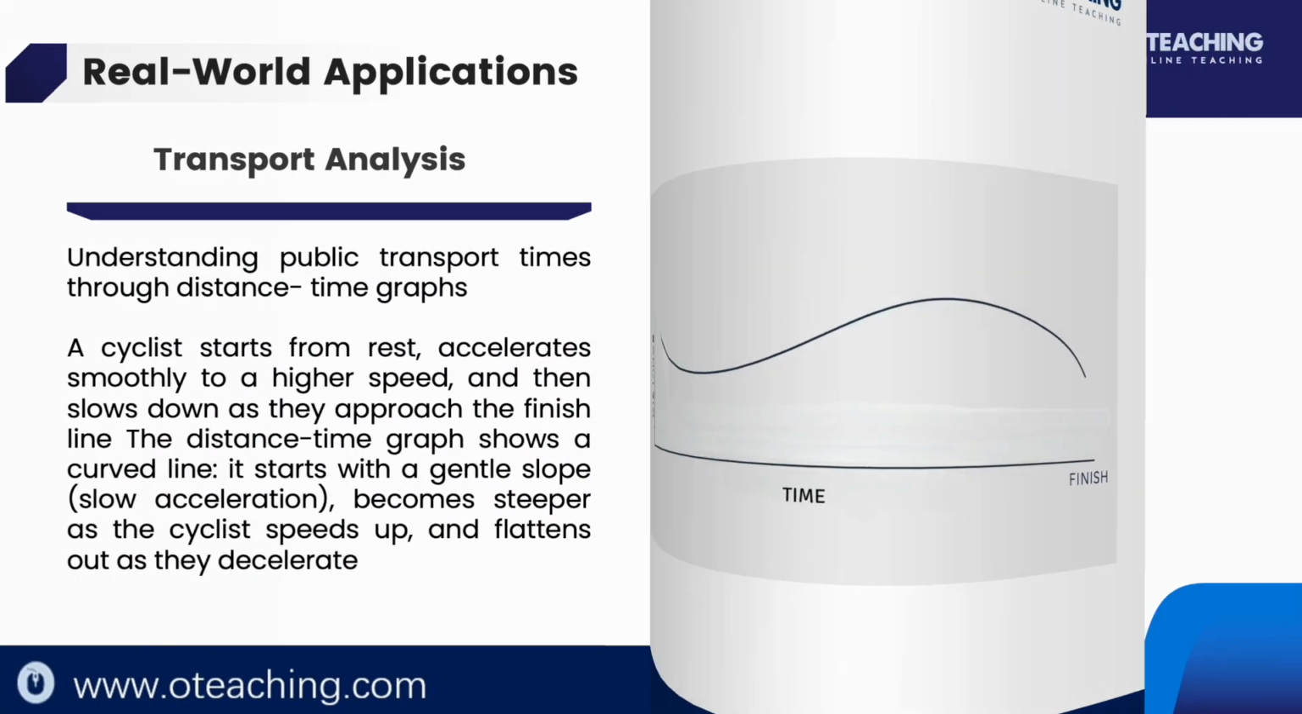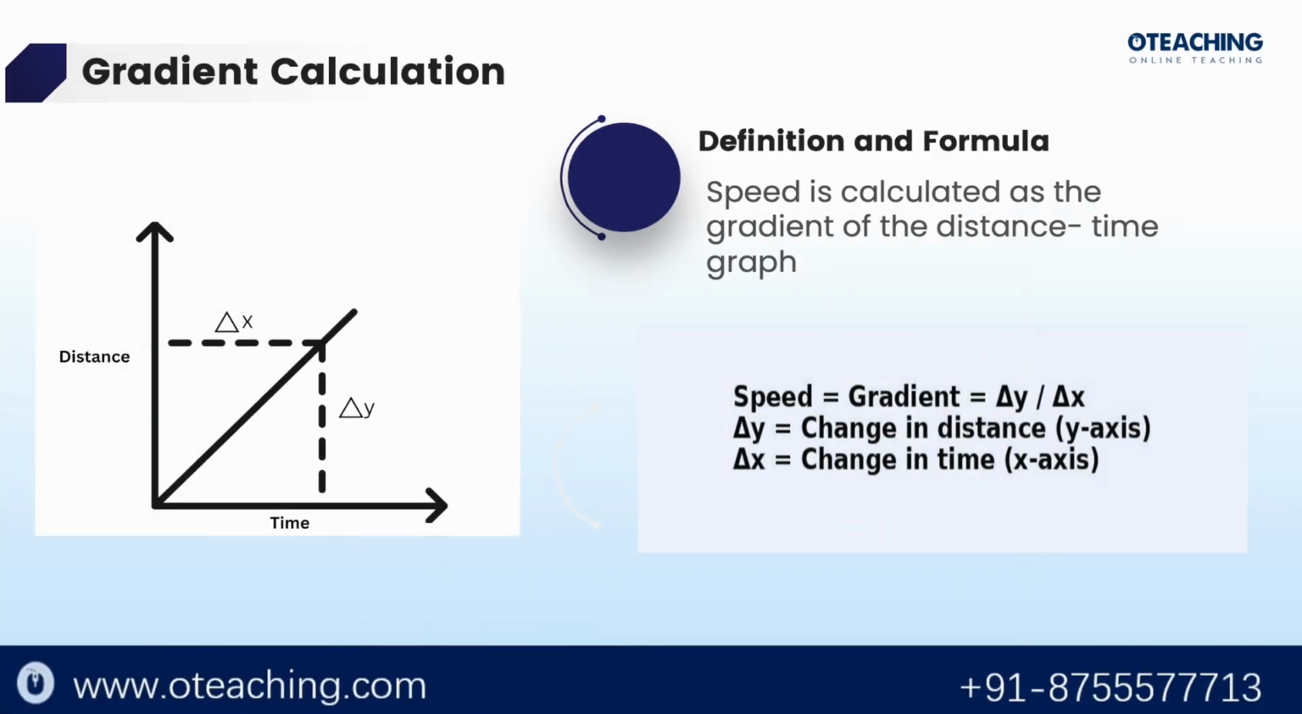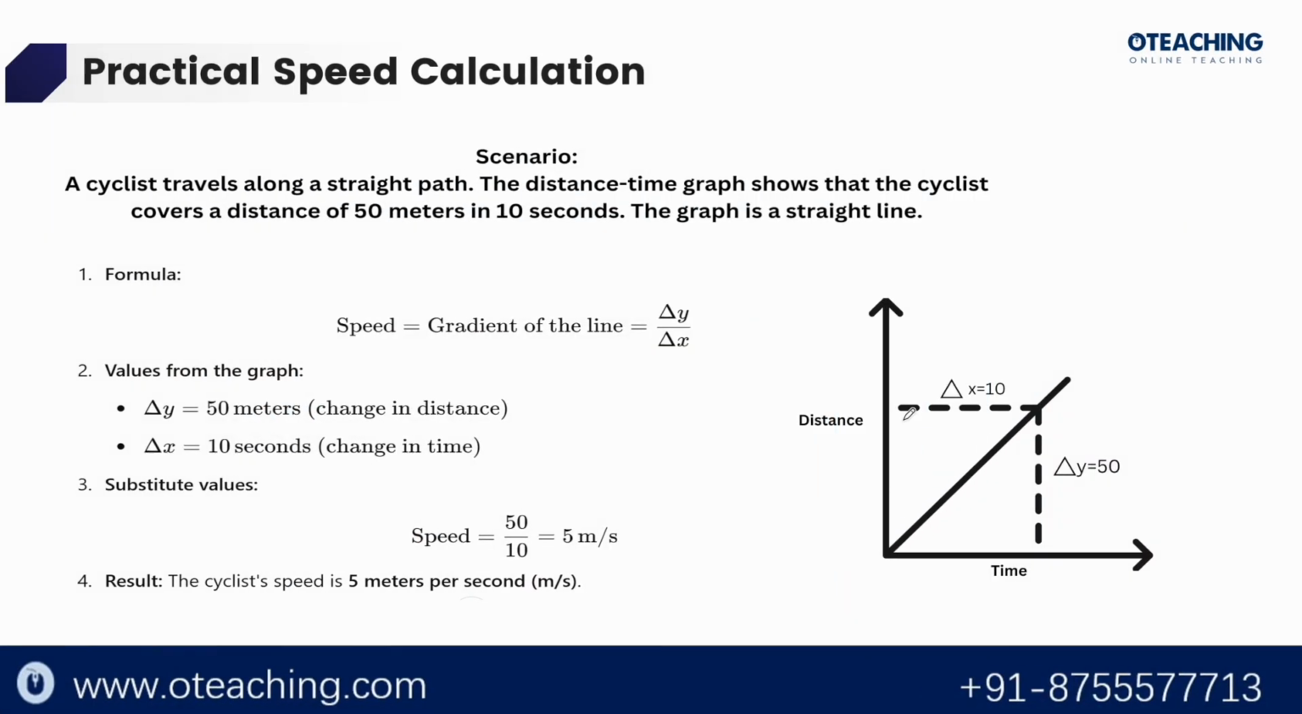Okay, now the next thing is how you would calculate the speed from the graph. For example, here we have a cyclist who travels along a straight path. The distance time graph shows that the cyclist covers a distance of 50 meters in 10 seconds. How does the graph of this straight line look? Here you have distance and time. So the distance is 50 meters somewhere here, I'm assuming, in 10 seconds. So you just choose 2 points and draw a straight line.